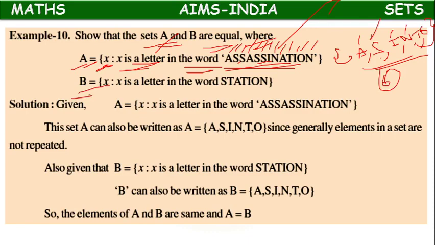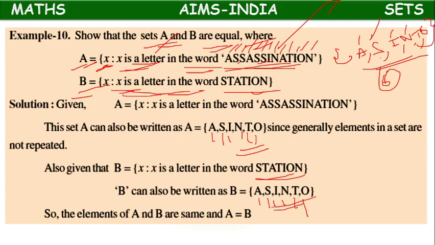So in set B, X is a letter in the word station. In station, what letters will come here also? A, S, I, N, T, O will come. In assassination also, A, S, I, N, T, O is coming. 6 elements are coming. In set B also, the same 6 elements are coming.